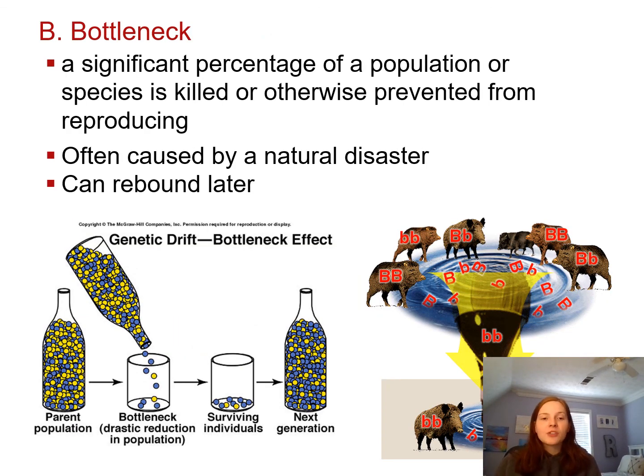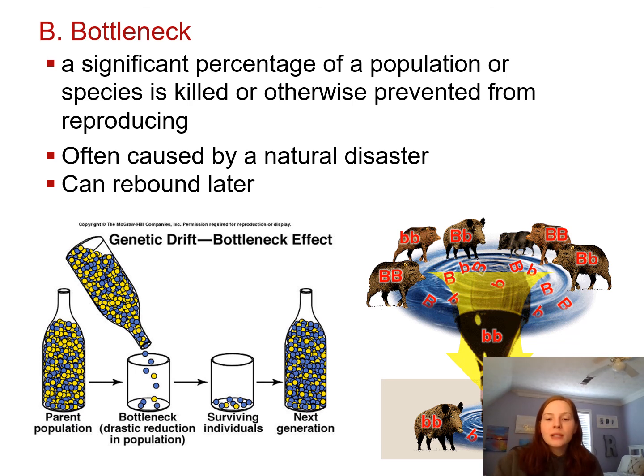The second type of genetic drift is going to be a bottleneck effect. And so these are going to be caused by natural disasters most of the time. So things like flooding, tornadoes, drought, anything that would kill off a large percentage of a population is going to cause a bottleneck.